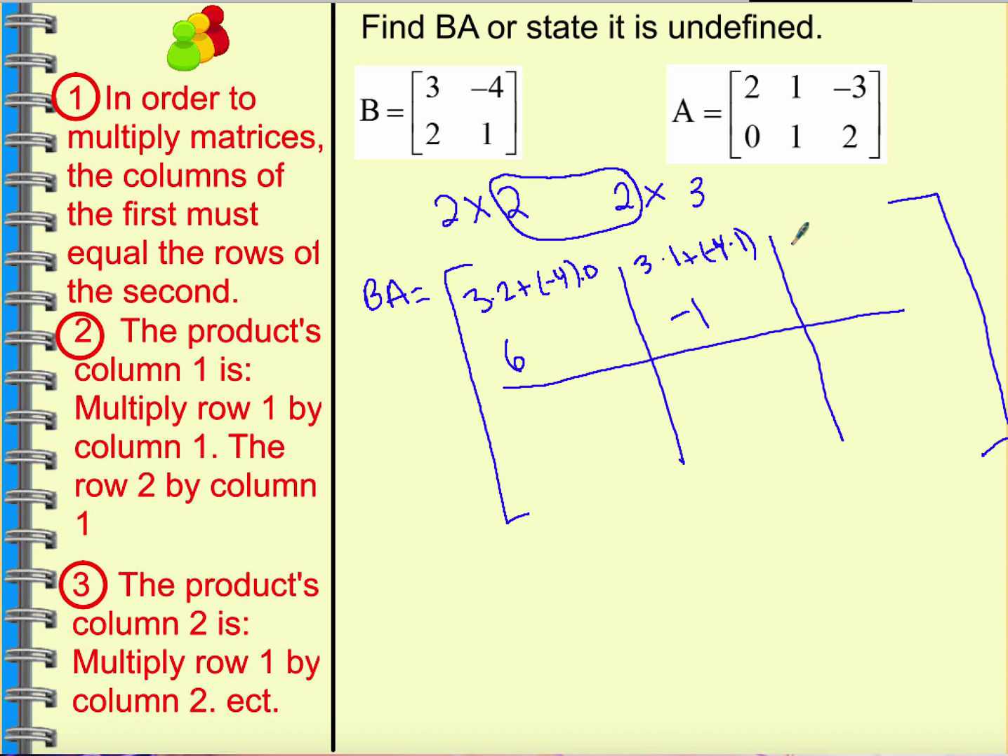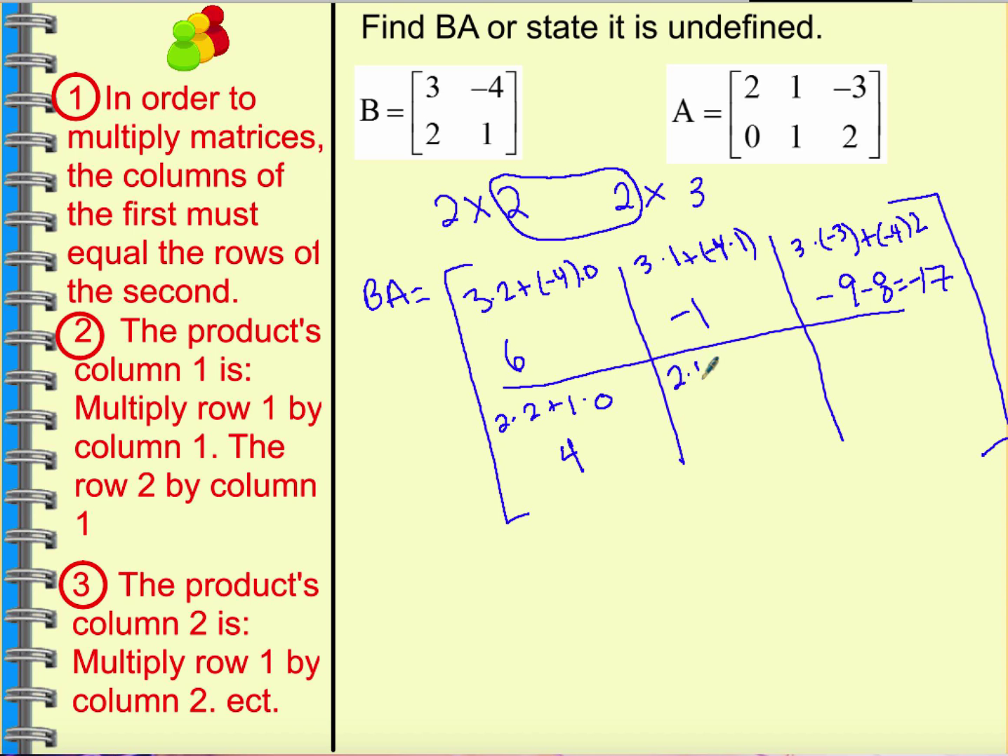Next, we have 3 times negative 3 plus negative 4 times 2. So negative 3 times negative 3 is negative 9, and negative 4 times 2 is negative 8, and negative 9 and negative 8 makes negative 17. All right, now for down below, now I'm in the second row, so I'm going to multiply through there. I got 2 times 2, that's my first column, plus 1 times 0, that's also my first column. That's going to give me 4.